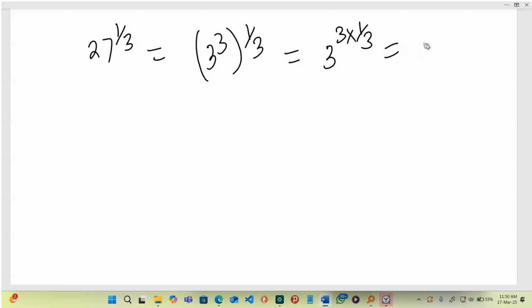If you have 27 to power a third, what number can I raise to a power of 3 and it is still equal to 27? It's going to be 3 to power 3. So I again raise it to a power of a third. This is the same as saying 3 to power 3 times a third, and this is equal to 3 to power 1, and that is 3.